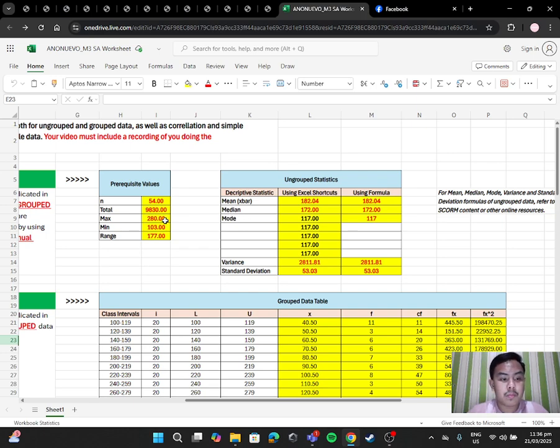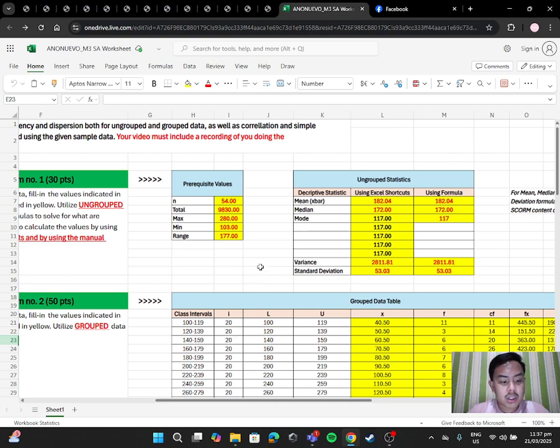We start with prerequisite values, the total number of data points, n, is equal to 54. So the sum is equal to 9,830. So the max is 280, and the mean is 103, and the range is 177. This helps in calculating key statistics.